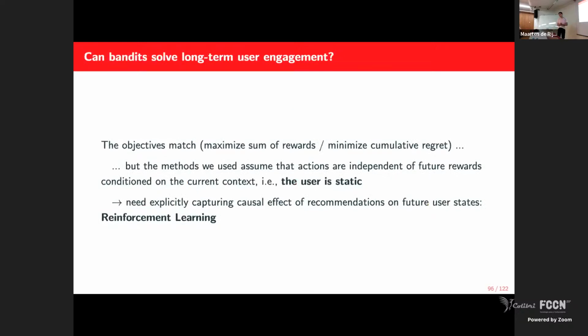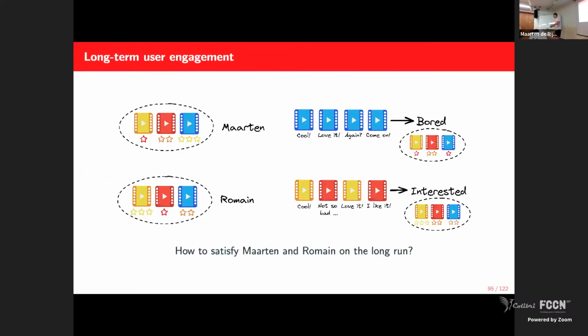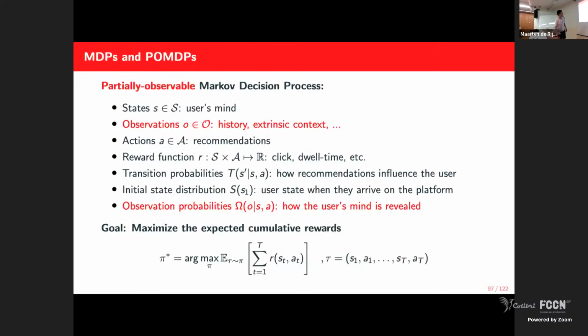So can we use bandits? Not really. It seems like the objectives are the same, because if we consider long-term effects, that means that when we take an action, it should optimize not just the reward here, but the sum of rewards. And we had the same objective before. We were minimizing the cumulative regret or maximizing cumulative rewards. That's the same. But the methods that we used, like Thompson sampling, for example, assume that your user is static. It doesn't change as a result of your recommendation, because otherwise, this update doesn't make sense anymore.